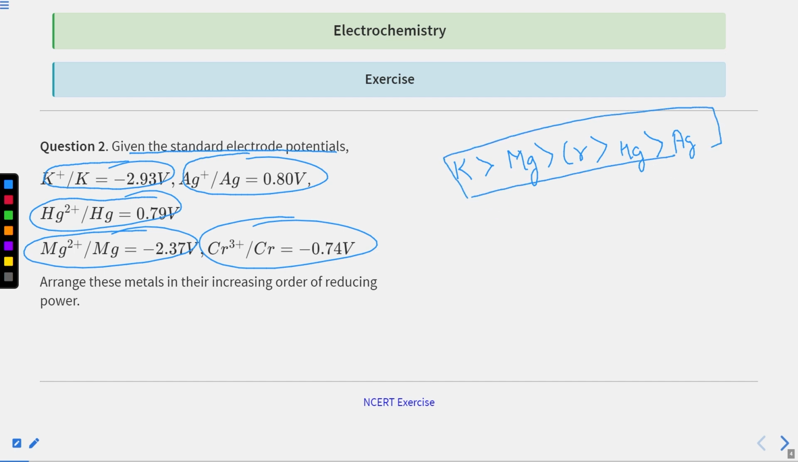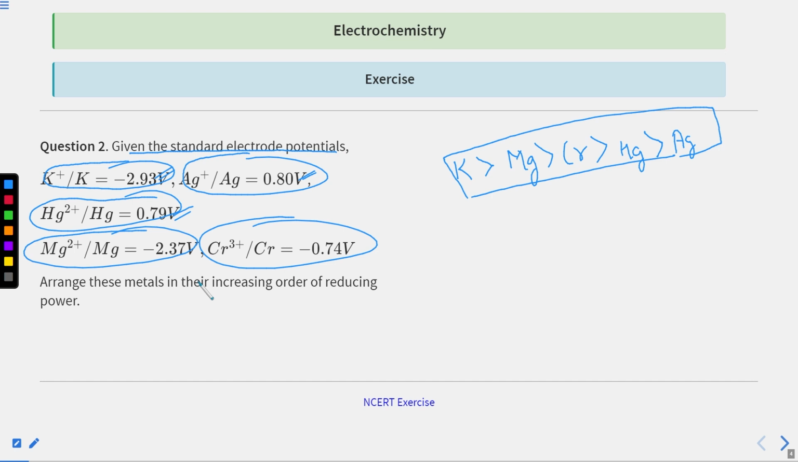Okay, so I'm repeating it one more time. You can see very clearly here the values of reduction potential are given. And whenever you are asked such a question, you will be provided with the values. So you don't have to worry or learn or remember all these values. It will be given in the question.